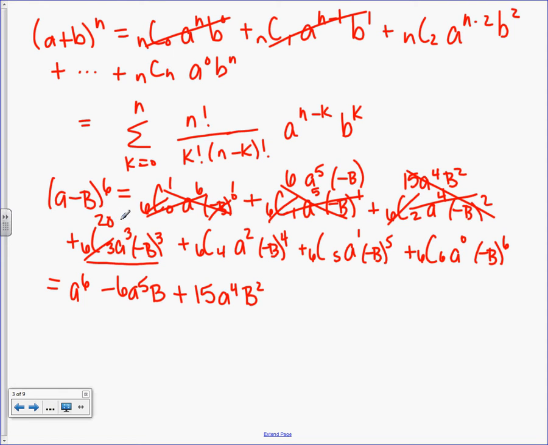20. A cubed is still a cubed. That's not going to change. A negative to an odd is a negative. Do you guys get that? So I'm going to get negative 20a cubed b cubed. Is that okay? Try the next piece.